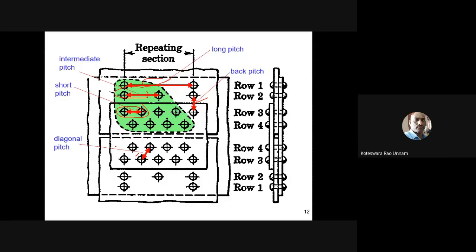Based on these three values, after that we'll define the efficiency of the joint also. Maybe we'll take up that one in the next class. So today, as far as riveted joints are concerned, I'll stop at this point now.